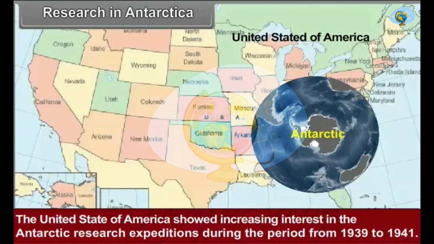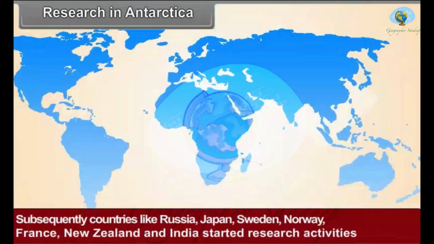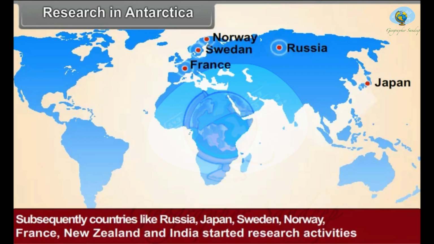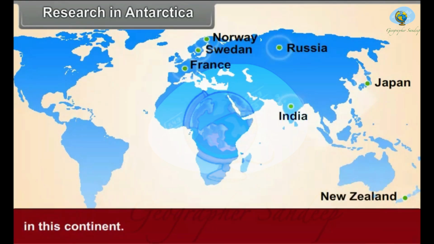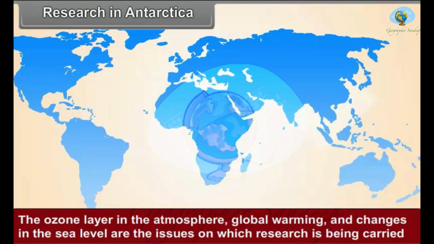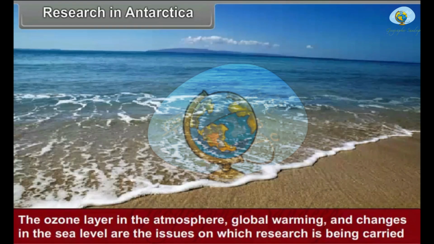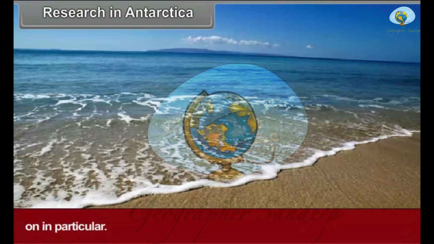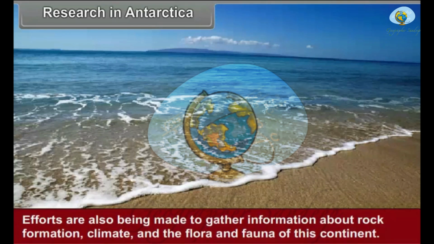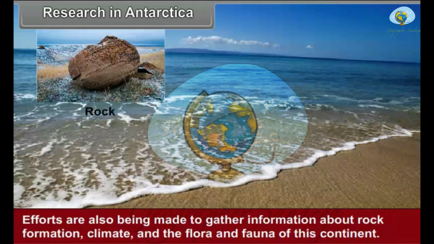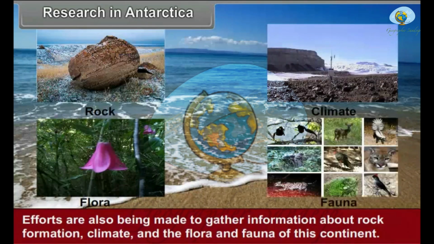from 1939 to 1941. Subsequently, countries like Russia, Japan, Sweden, Norway, France, New Zealand and India started research activities in this continent. The ozone layer in the atmosphere, global warming, changes in the sea level are the issues on which research is being carried on in particular. Efforts are also being made to gather information about rock formation, climate, and the flora and fauna of this continent.